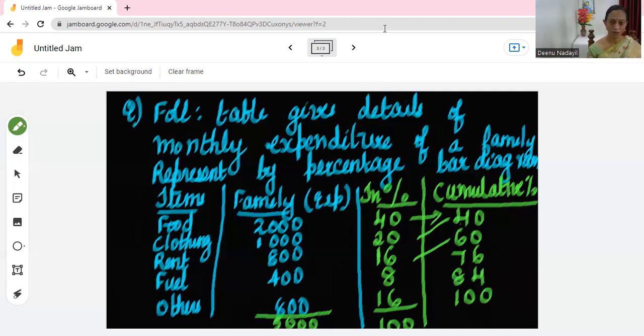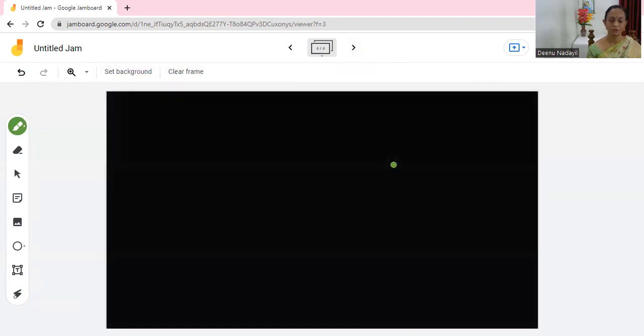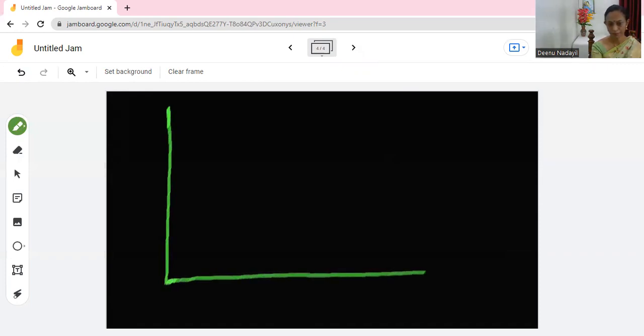Now, for the diagram, what do we have to take? We will be taking the last column, the cumulative percentage, whatever we got. I'll show you how to do it with the percentage bar diagram. First we will draw the X and Y axes. The diagram should be drawn, right? So, X and Y.